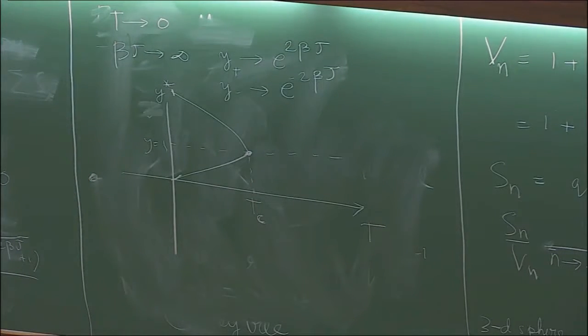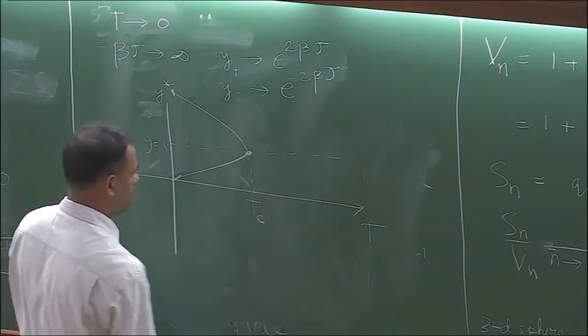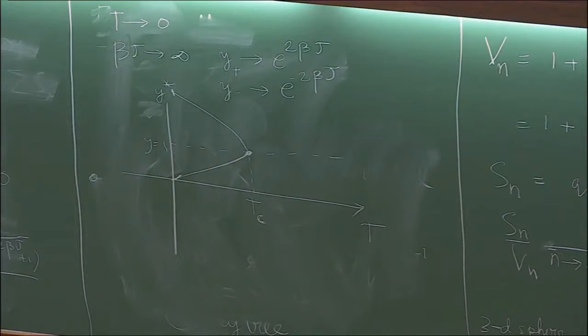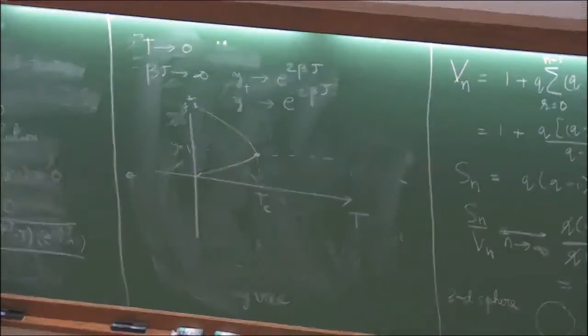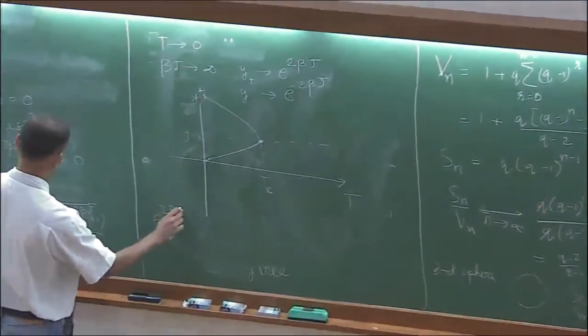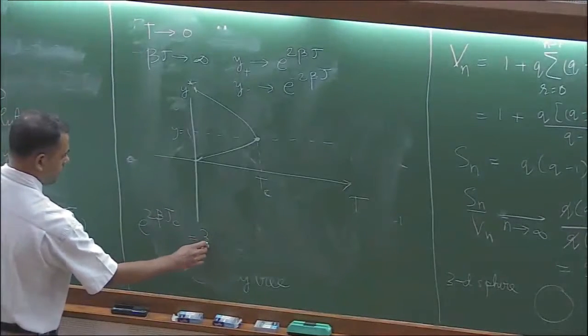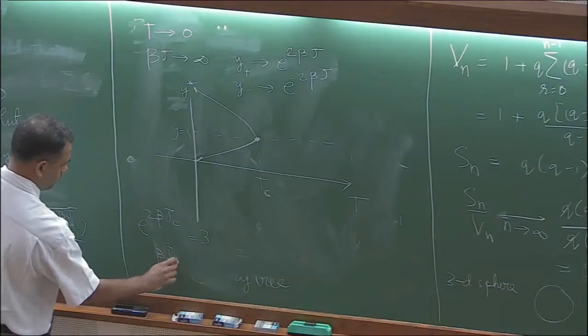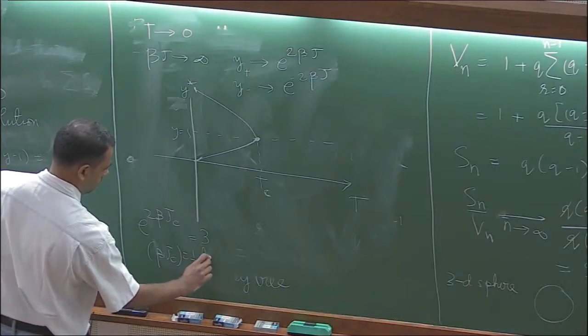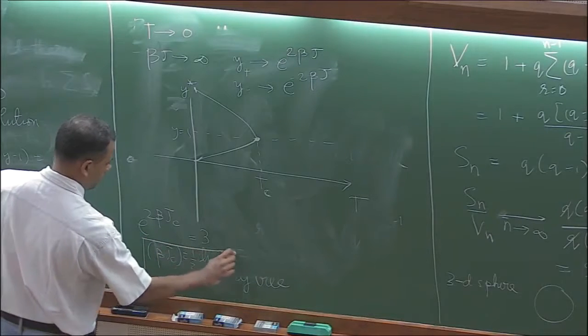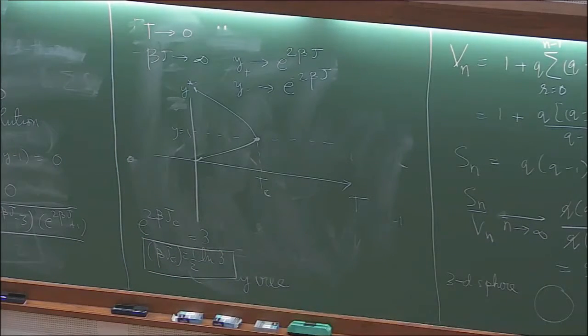And beyond, at very high temperature, if I put beta equal to 0, this becomes negative. So these roots don't exist anymore, and beyond this point there is presumably only one fixed point. You can check that by asking when they all meet. They all meet when this becomes 0, and that becomes 0 when e to the power 2 beta Jc equals 3. So you get a critical point.